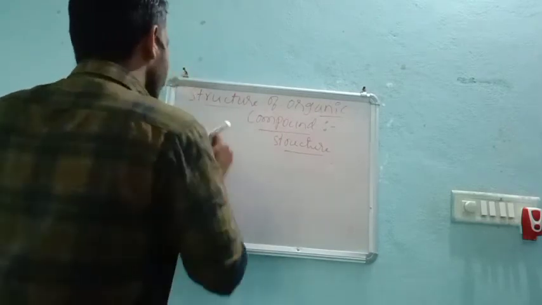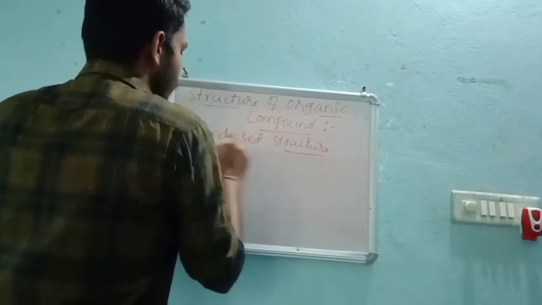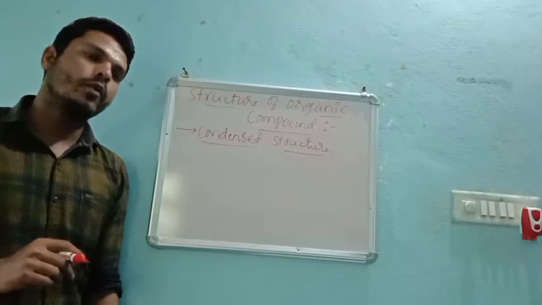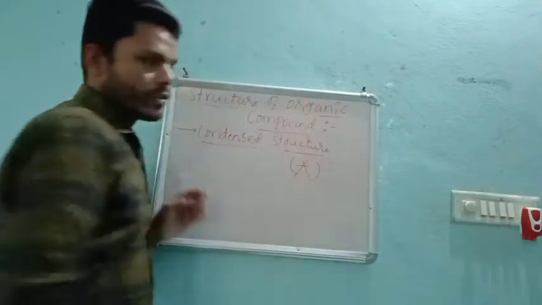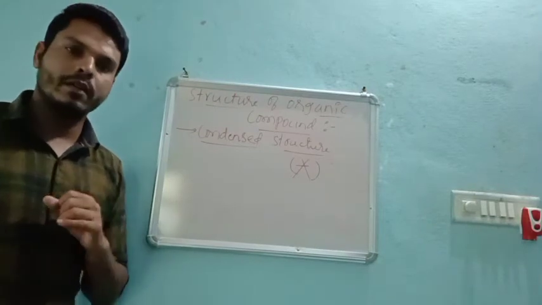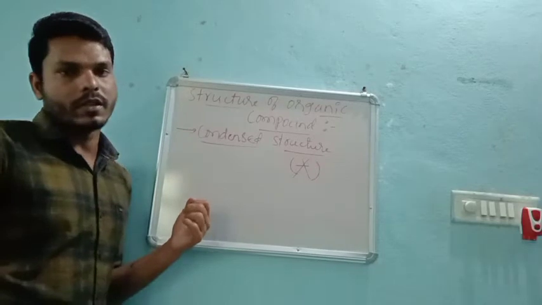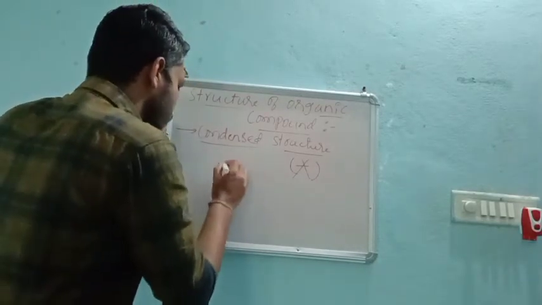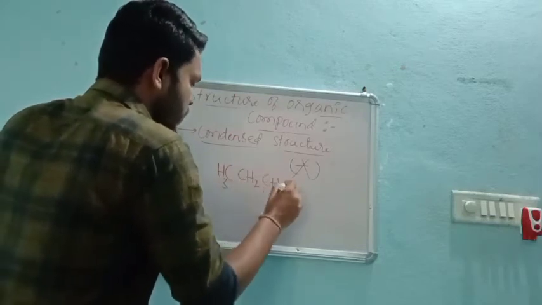Condensed structure is just the opposite of complete. In a condensed structure, we should not use a dash. Such structures are called condensed structures. We will see an example: CH3, CH2, CH2, CH3.